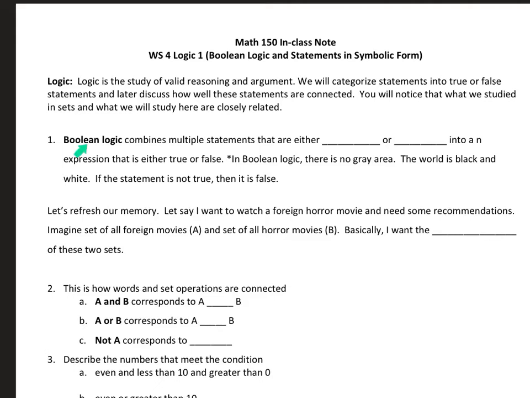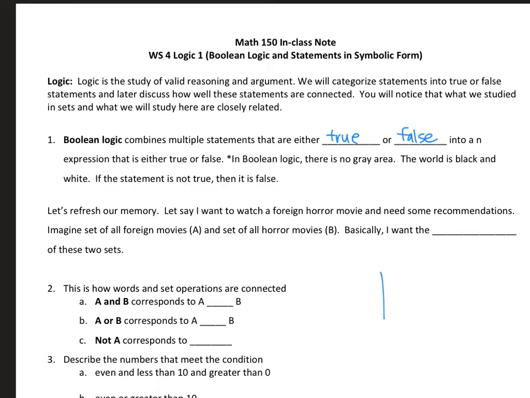So Boolean logic combines multiple statements. They're either true or false. Basically, in logic, a statement is either true or false. There's no gray area. It's very black and white. If a statement is true, then it is true. If it's not the case, then it's false. There's nothing in between. So this is a logical statement.